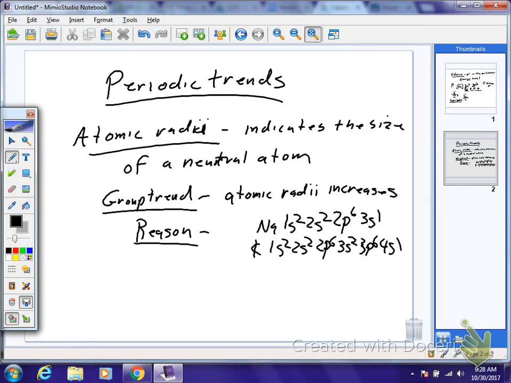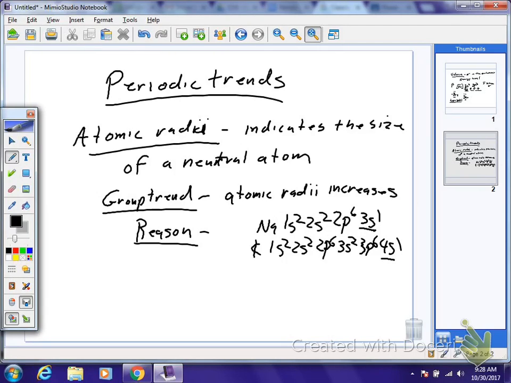And I think if you would know how to present it and say, what do we look at? They're in the same group. So this is a 3s1 and 4s1. What do you know about the fourth level versus the third level? Yeah, they're further from the nucleus. Right. So each time you go down a group, what are you doing? Getting further from the nucleus. And why are you getting further away from the nucleus? Because you're adding a level. Each one you go down, you add an additional level.